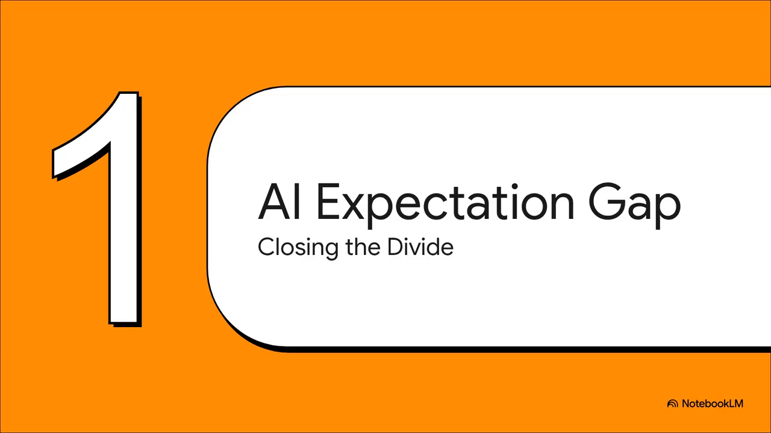This disconnect has a name. We can call it the AI expectation gap. It's that canyon between what we hope the AI will deliver and what it actually does. But here's the good news. We can totally close that gap.